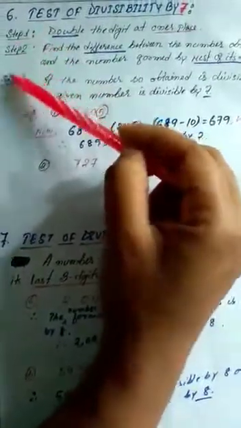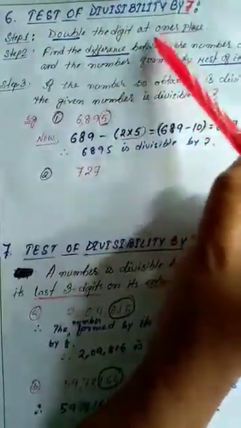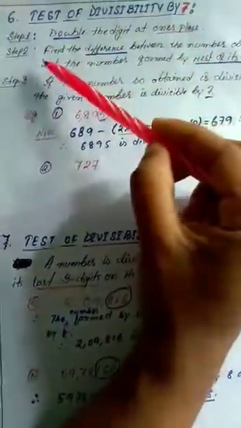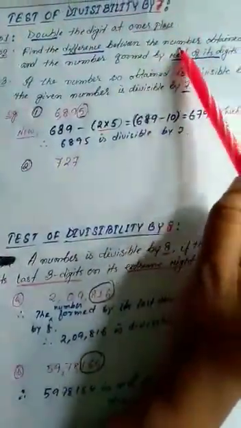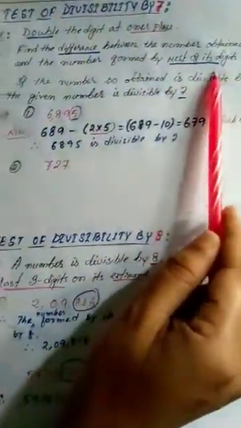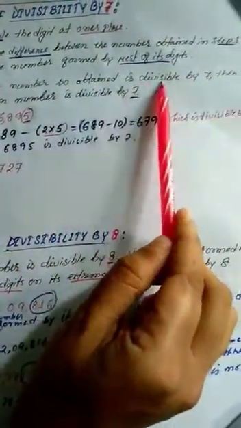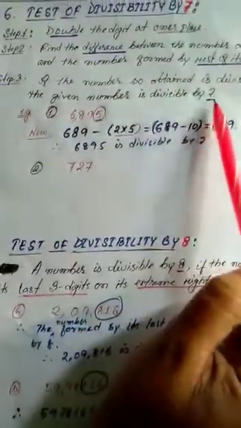According to this, there are some steps. Step 1 is double the digit at ones place. That means the unit place digit we have to double it. Step 2 is find the difference between the number obtained in step 1 and the number formed by the rest of its digits. Step 3 is if the number obtained is divisible by 7, then the given number is divisible by 7.